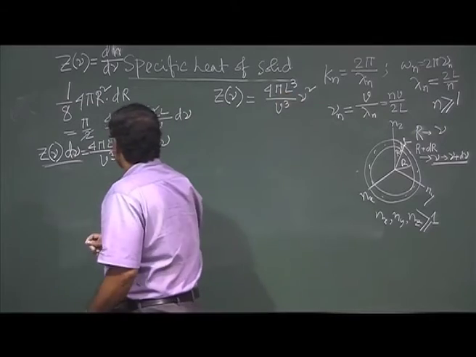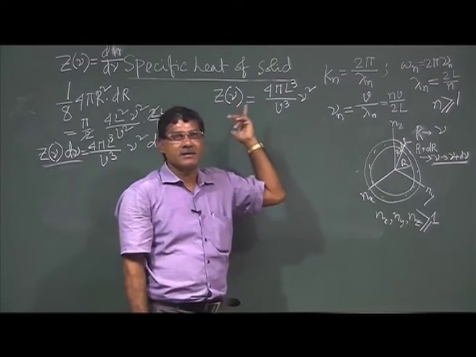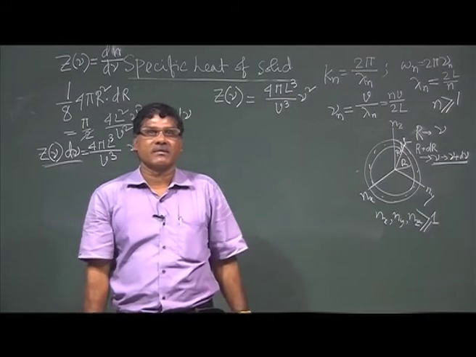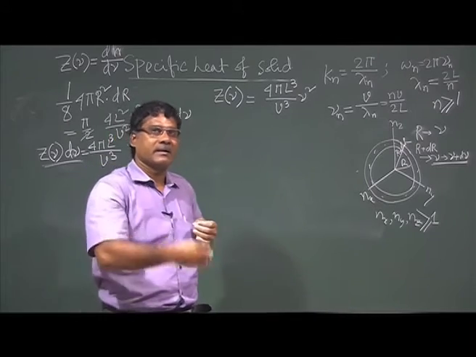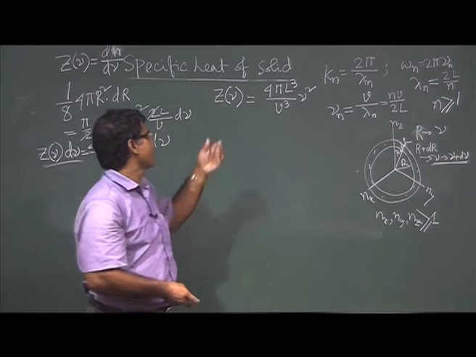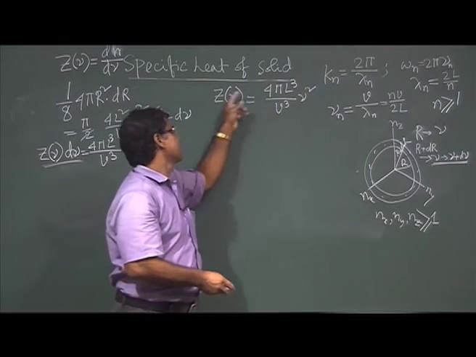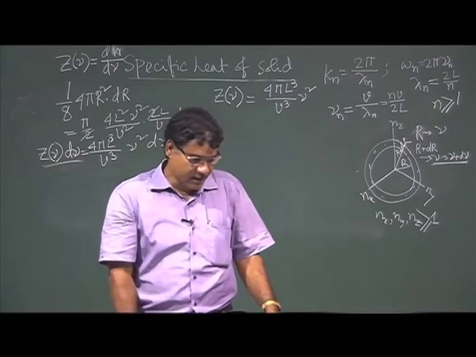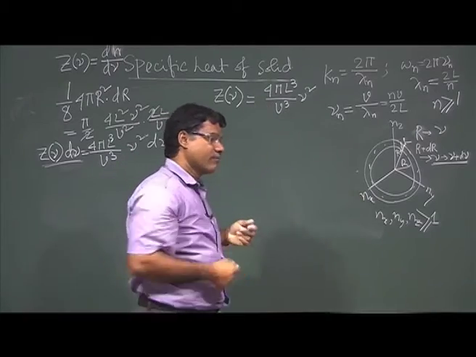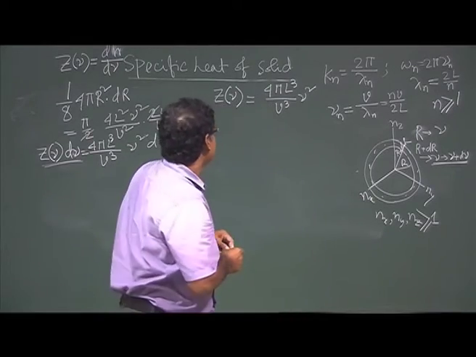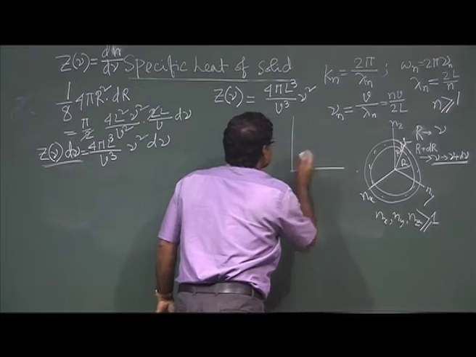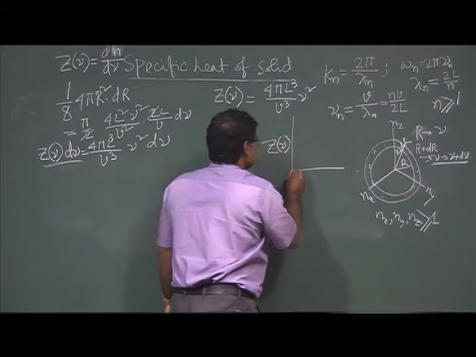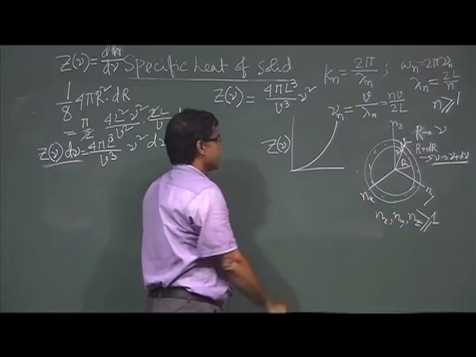Here you can see this density of modes varies as a function of the square of the frequency. So, the higher the frequency, the density varies as the square of that frequency. At higher frequency the density will be very high. If you draw this, Z nu will vary like this parabolic curve, nu square, against nu.